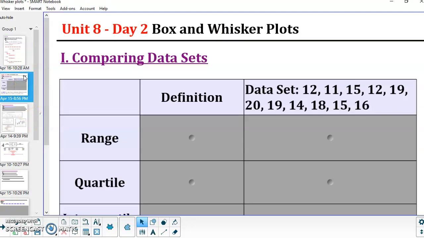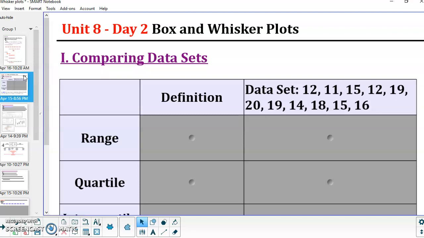Box and whisker plots are going to use our median. We're actually not going to use our mean or our mode when we are dealing with creating a box and whisker plot. And if I'm being super honest, I really, in my adult life, haven't had to create box and whisker plots. But I have had to read them and look at them.